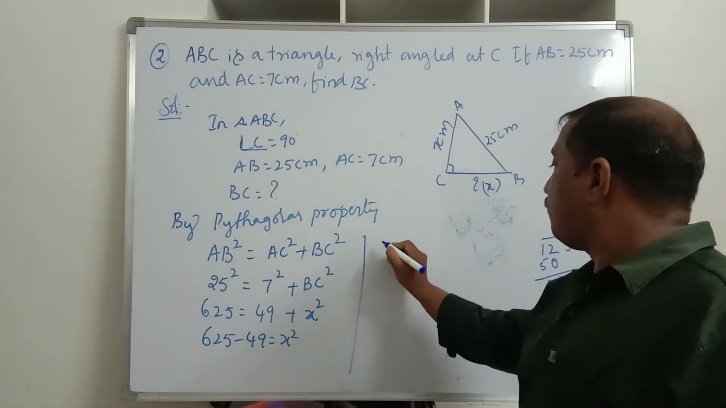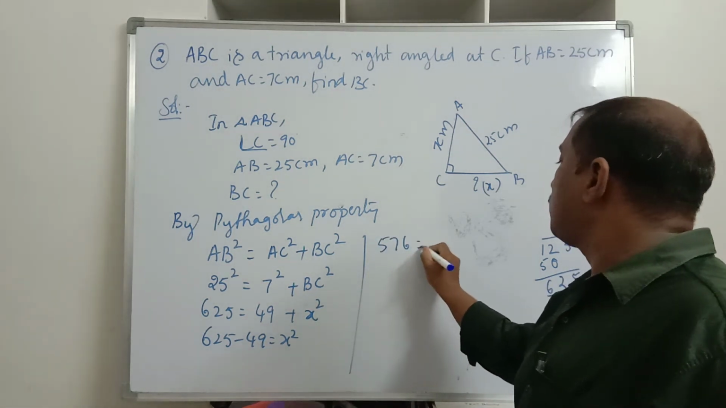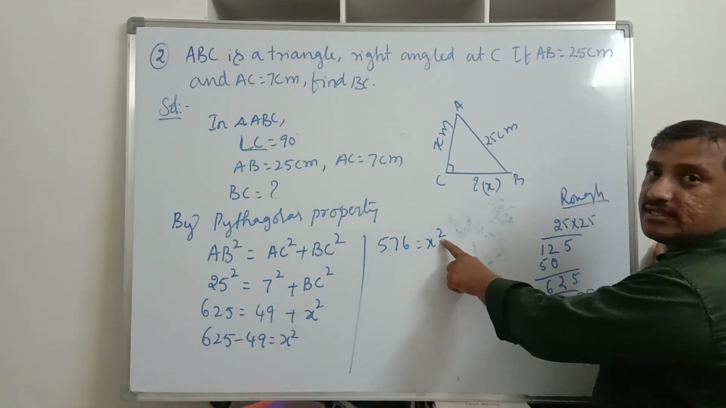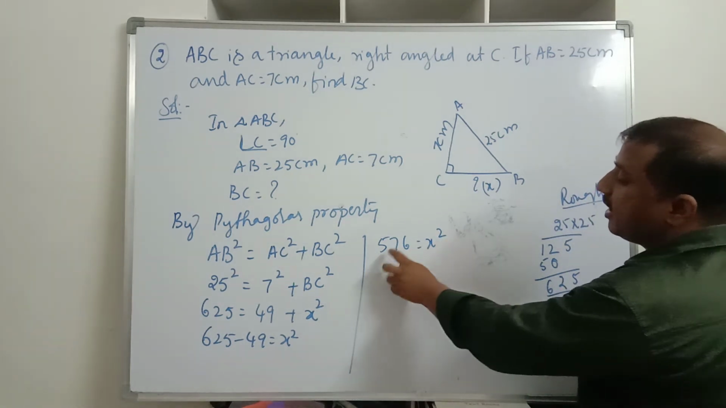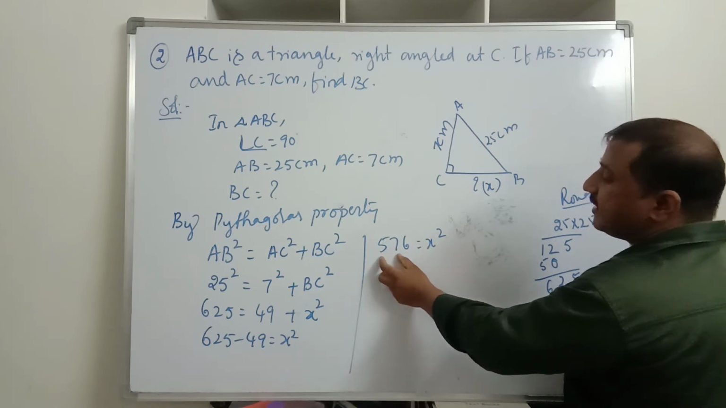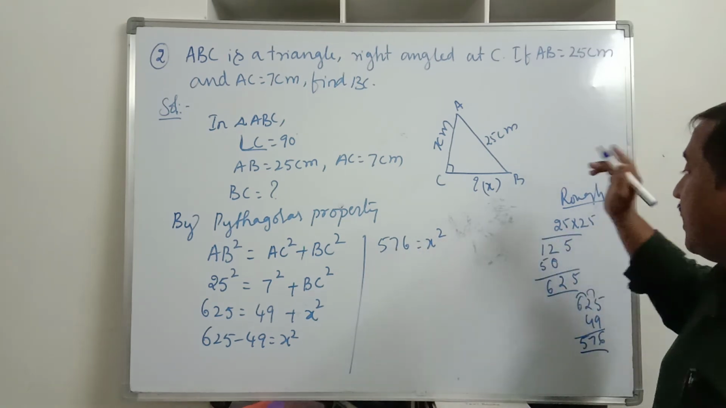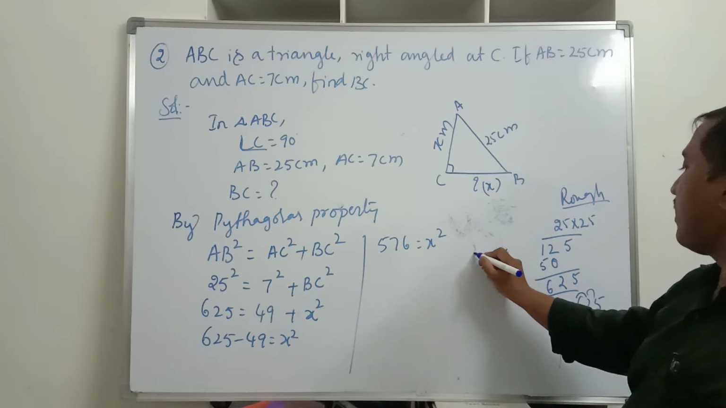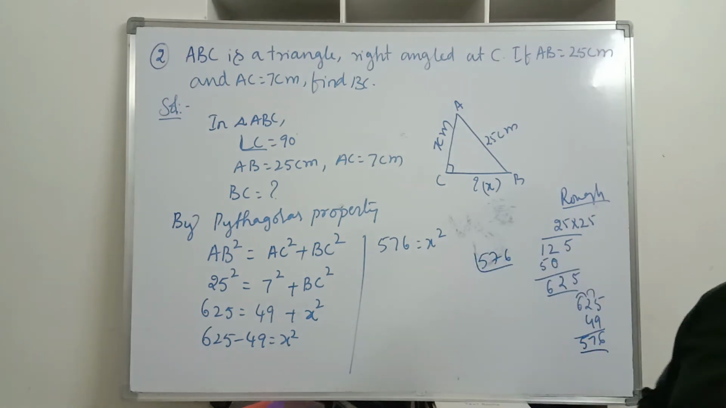So 576 is equal to x square. Here the base is x and the power is 2. Convert this 576 with the power 2. That is done by using prime factorization. So again find the prime factorization of 576.